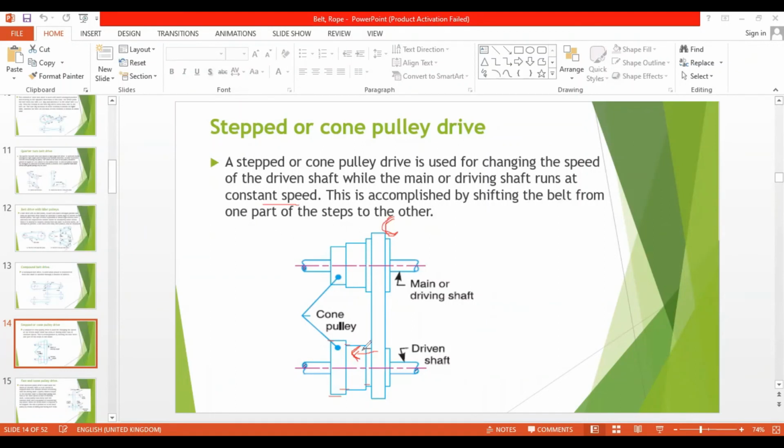This is accomplished by shifting the belt from one part of the step to the other, right? This looks like a kind of step, and that's why this is called the stepped pulley. So we can move this belt from one pulley to the other, and that may change the velocity if necessary. We don't have to do anything with the driving shaft. It's enough to do it only with the driven shaft, right?